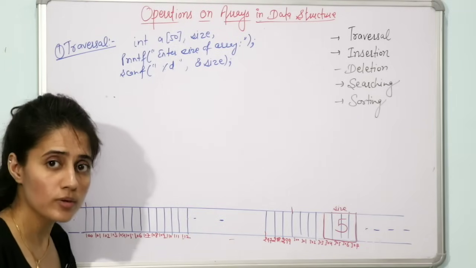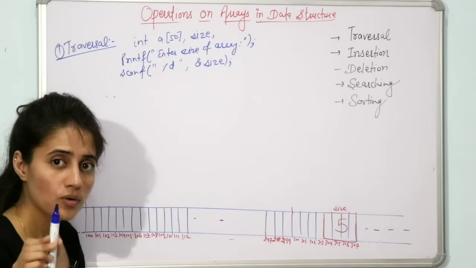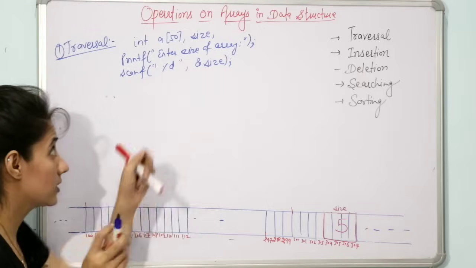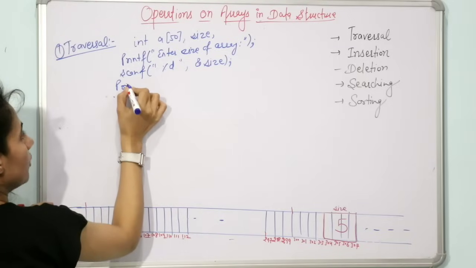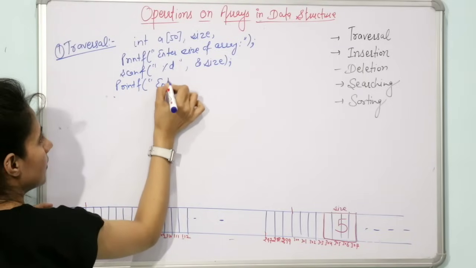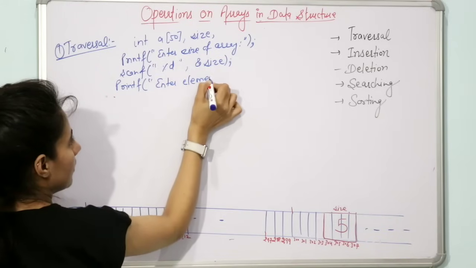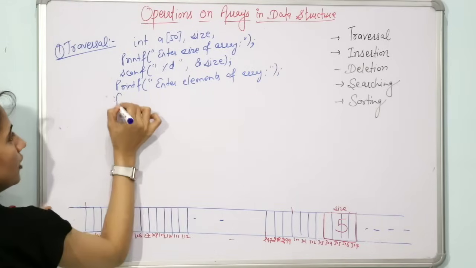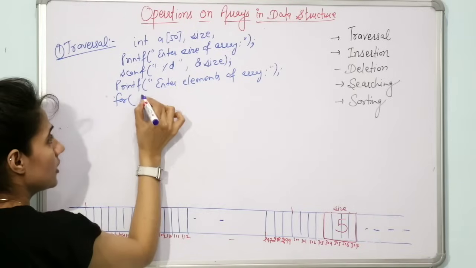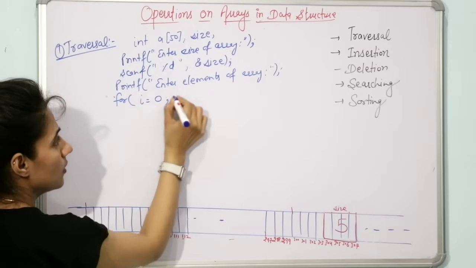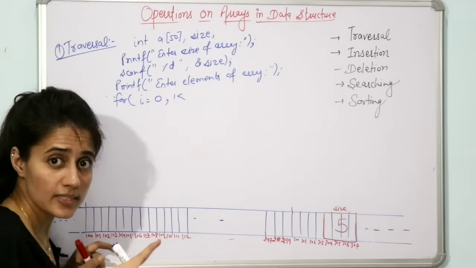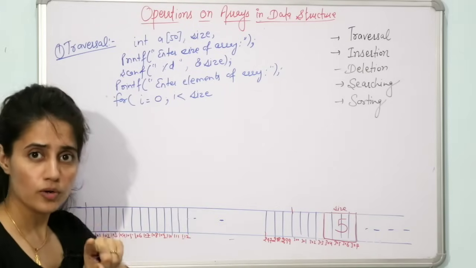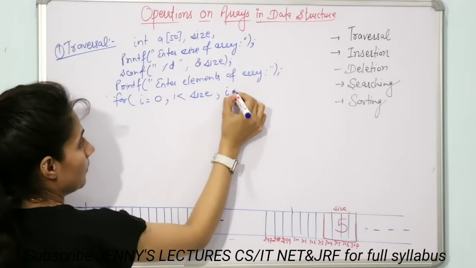Now how is the value to be inserted? It would start from 0 till 4, till size minus 1. You have to take one for loop, which I have already discussed. So you will write printf enter elements of array, and then one for loop. The value of i would start from 0. i would be less than size, less than 5, so the index would be 0 to 4, and then i plus plus.